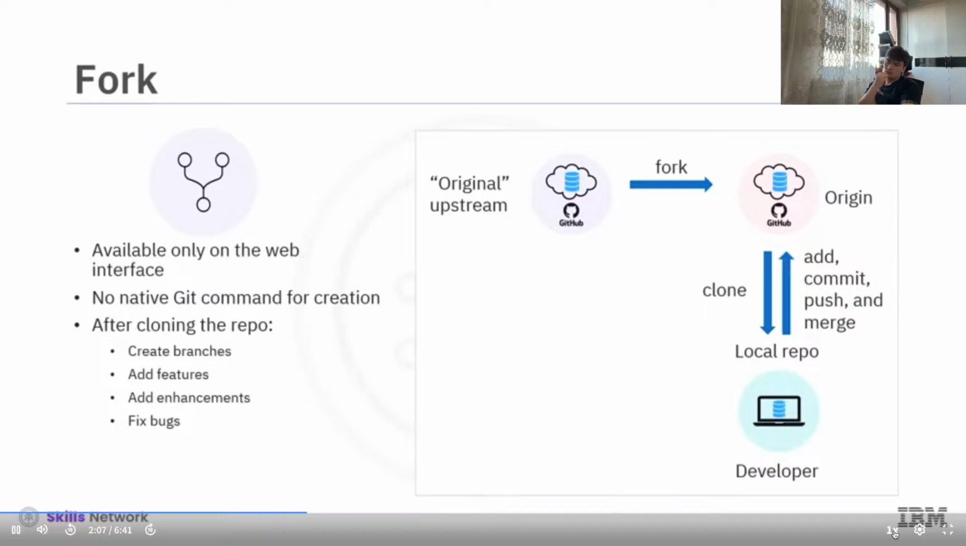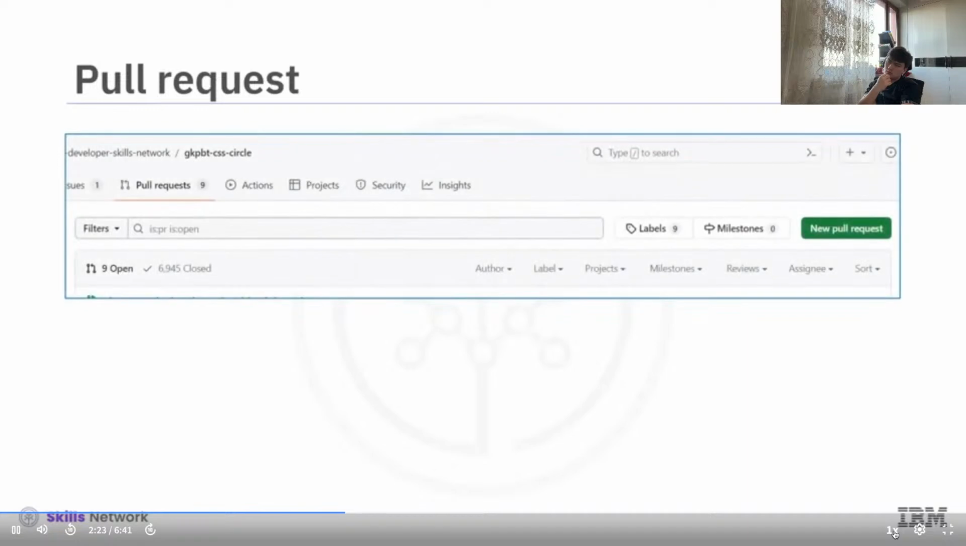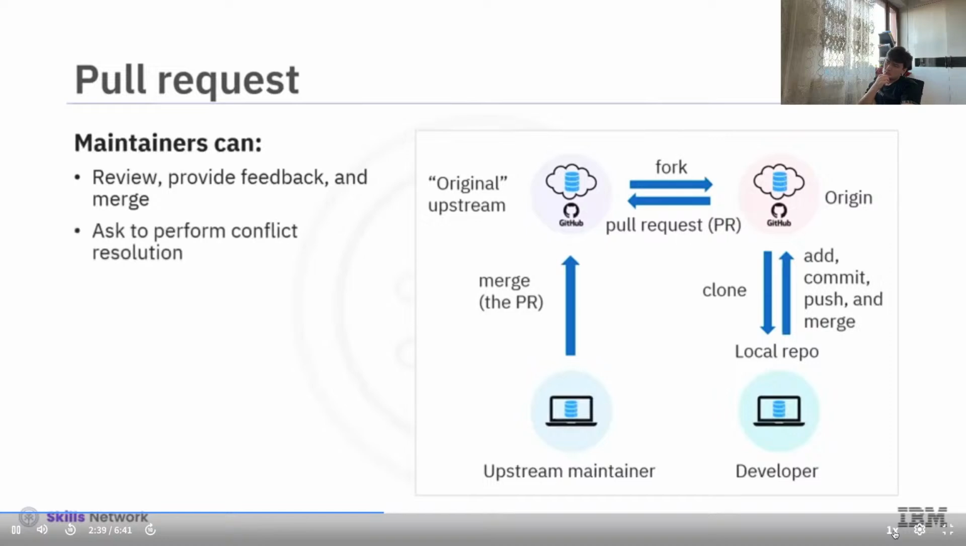However, it is important to note that the synchronization of changes using push and merge can only be done with repos that the developers have write access to. But what if you want to contribute your changes back to the original upstream that you do not have write access to from where it was forked? In that case, you can submit a pull request for your proposed changes by selecting New Pull Request from the Pull Requests tab. The maintainers of the upstream project can review the changes in the pull request, provide feedback, and merge accordingly unless there are any conflicts to be resolved.